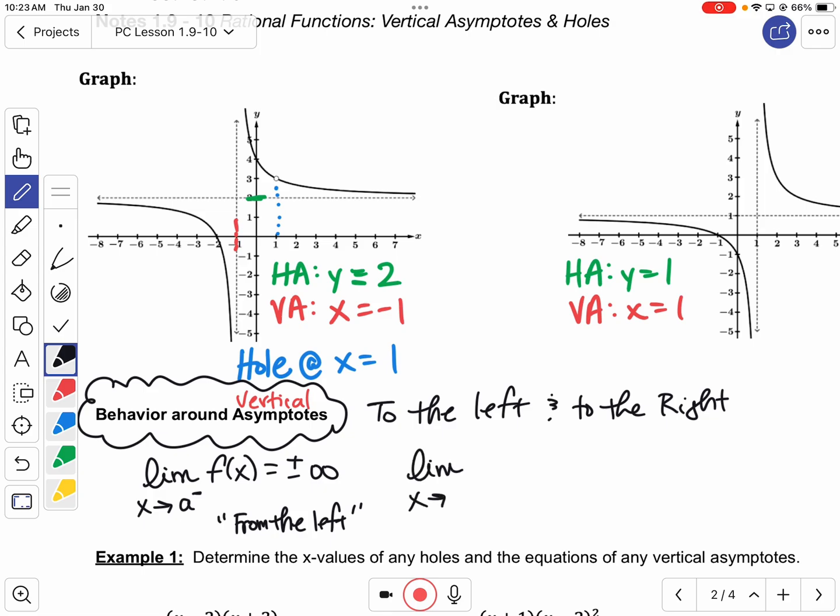If we want to do the right side of the asymptote, limit as x approaches whatever number the asymptote's at, and we put a plus sign like in the exponent spot. That means from the right, okay, of my function. And it's either going to go up or down, all right? It's going to point up or it's going to point down. This is my from the right.